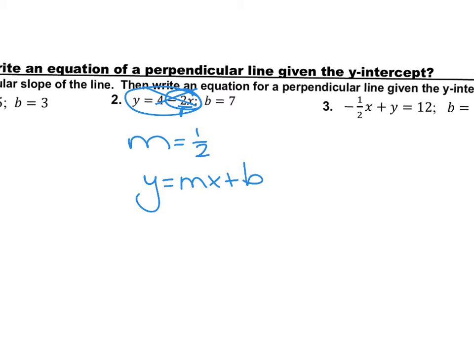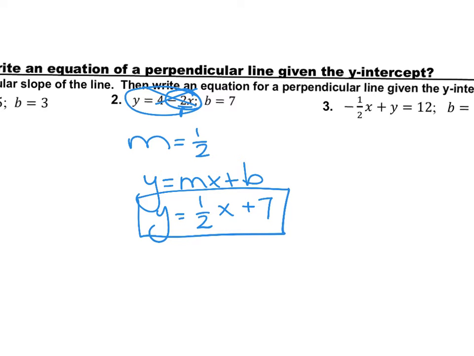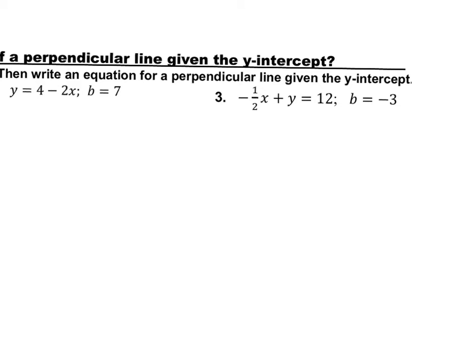So once you have this, you now notice that you have a slope of 1/2, and I've got a y-intercept of 7. So now I've got two equations that are going to be perpendicular to each other on the graph: y is equal to 4 minus 2x, and the perpendicular to that is y is equal to 1/2 x plus 7.